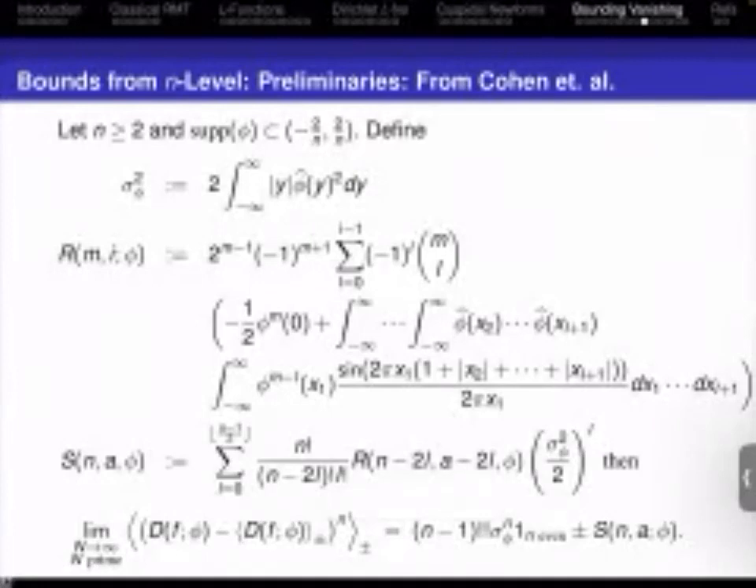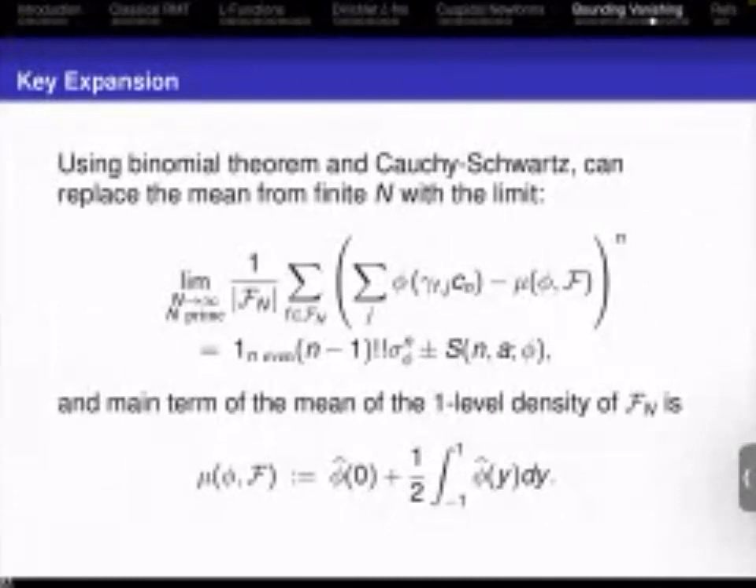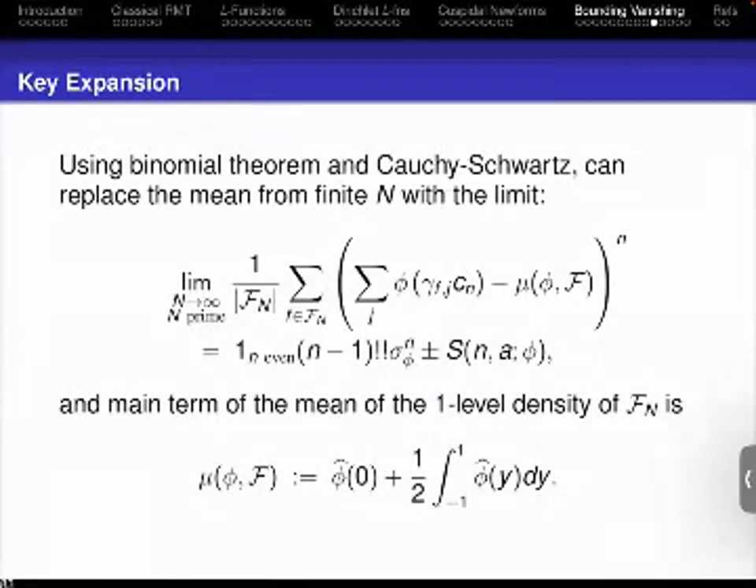All right. And so what we want to do is figure out what's going on. It turns out it's technically easier to study the centered moments rather than the n-level densities. By doing combinatorics, you can pass from one to the other without any real trouble. So we're going to take our sum over zeros and subtract off essentially the mean. And then we're going to raise that to the nth power. We're going to average over the family and it just converges to something nice.